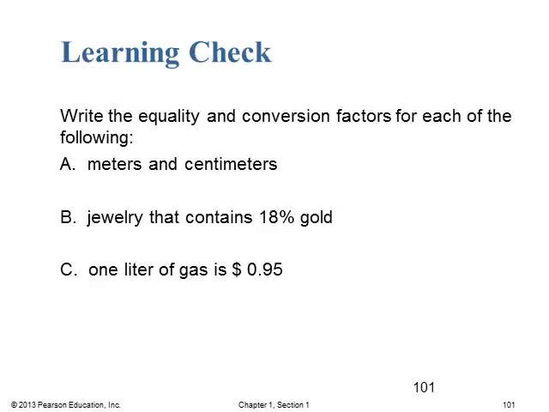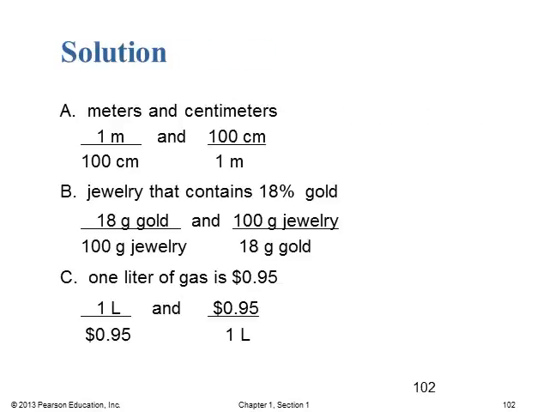So write the equality and conversion factors for each of the following. I'm going to switch this up and just go along with the solutions so you can see. So meters and centimeters, we'll convert between meters and centimeters. The ratio you would set up would be either of these choices. Just recall that 1 meter is equivalent to 100 centimeters. So you can write it as 1 meter over 100 centimeters or 100 centimeters over 1 meter.